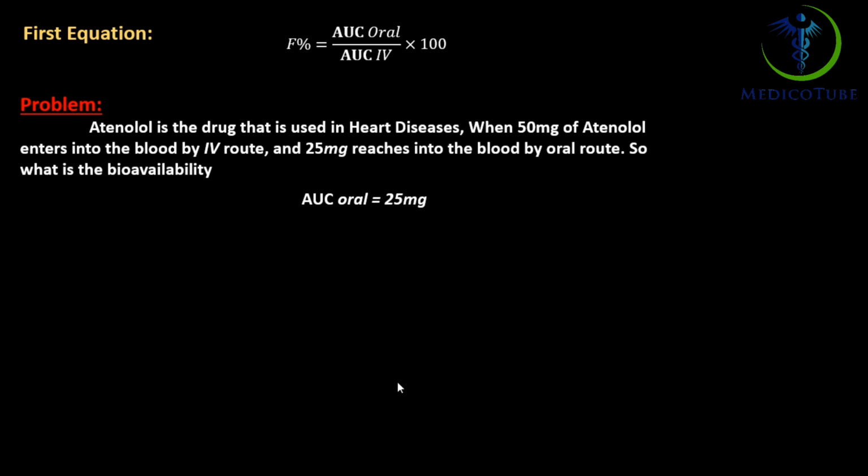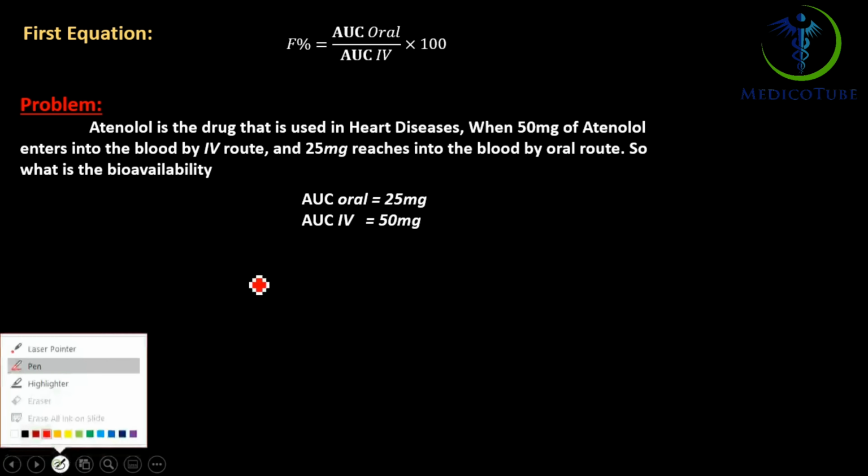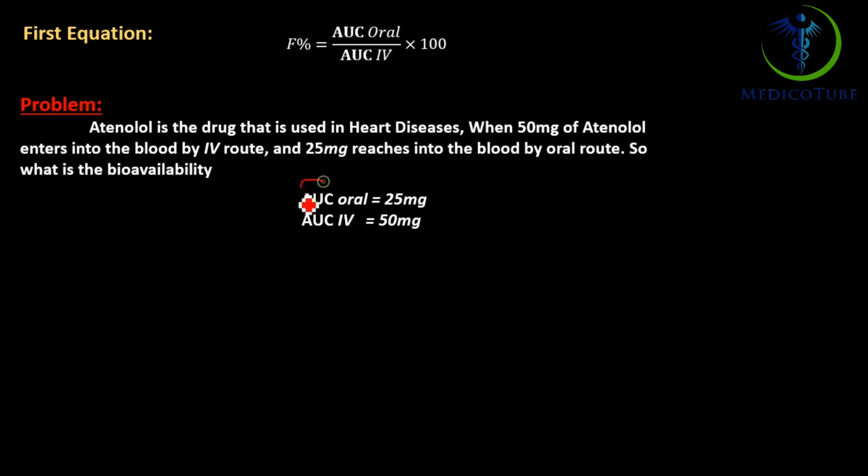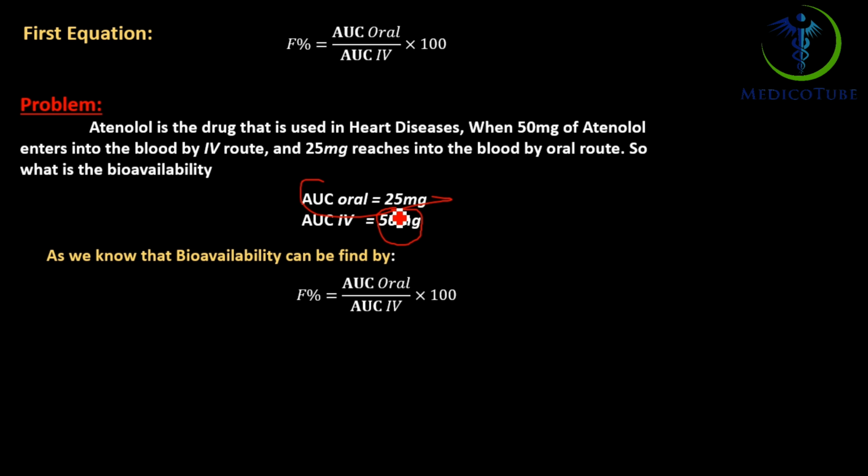What is the area under the curve of the oral? We know that it is 25 mg. 25 mg is the area under the curve of the oral, and the area under the curve of the IV is 50 mg. We know that. So let's see. As we know, bioavailability can be defined by F is equal to area under the curve oral divided by area under the curve IV multiplied by 100. We know the formula, so let's put in the values.